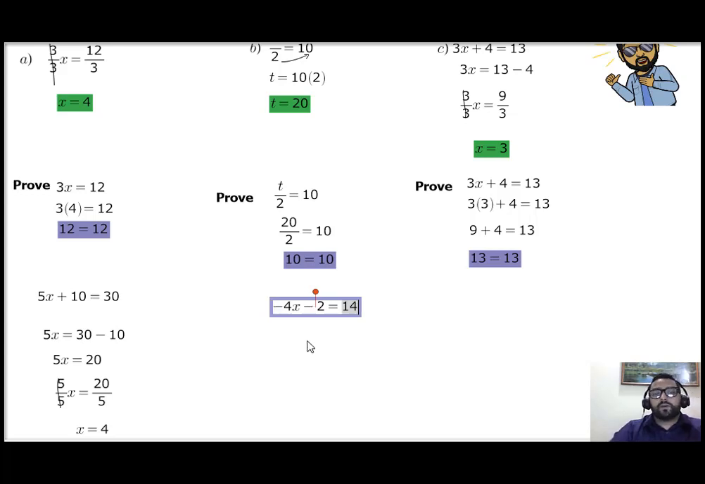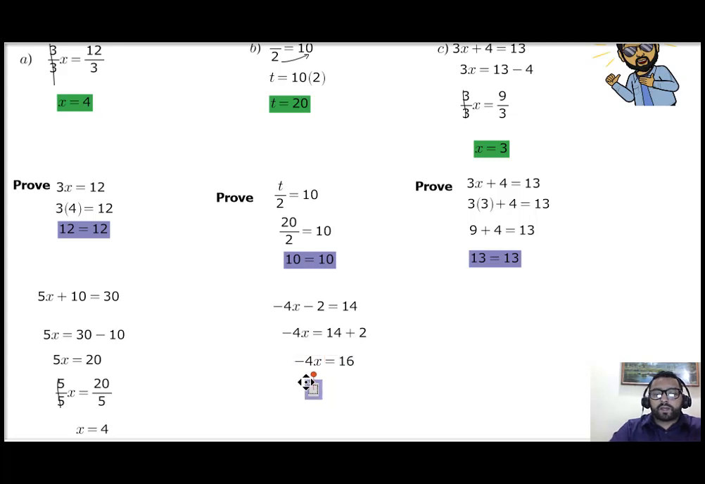Another example is, for example, if you have negative 4x minus 2 equals 14, I'm going to write here. So we copy the negative 4x like this, then equal, and the 14. Negative 2, the inverse of negative 2 is positive 2. So we copy it as a plus sign. Then negative 4x equals 16.